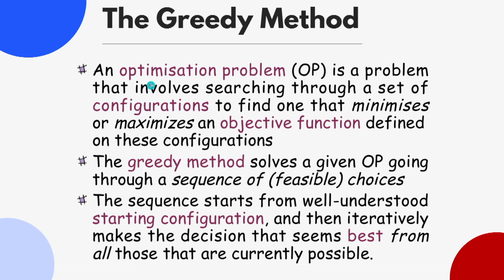An optimization problem is a problem that involves searching through a set of configurations. So, this problem will have certain configurations. Of course, in one of the later slides I will be telling you what a configuration is, and our objective would be to either minimize or maximize the objective function that is set for those configurations. So, in this greedy approach to problem solving, we apply this greedy approach to this optimization problem.